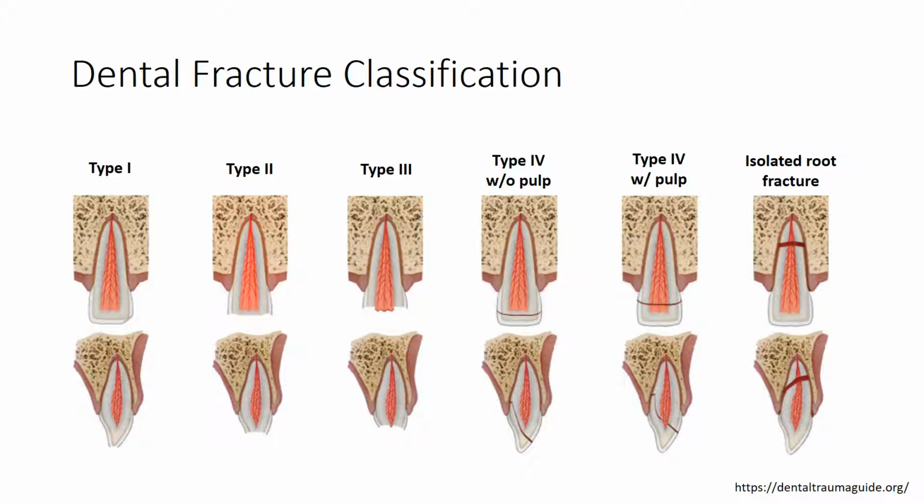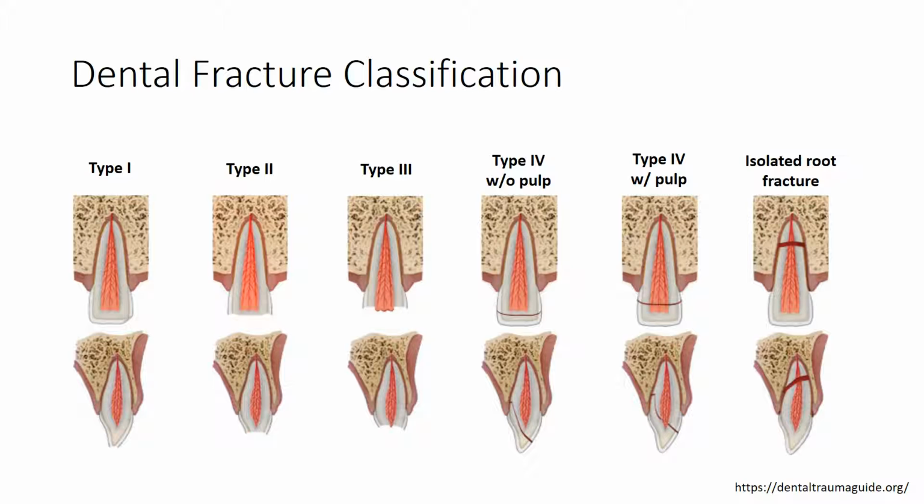This slide shows diagrammatic representations of the fracture types that I just discussed. And I got these images from this website, dentaltraumaguide.org. It's a really great website. And it goes into detail and explains the terminology of all different types of dental trauma in both kids and adults.